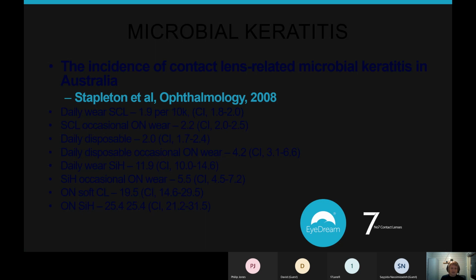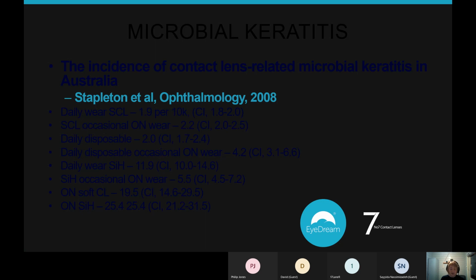The problem is that the 7.7 and the 13.9 actually just sit either side of this daily wear silicone hydrogel, and they're closer to that than they are to the overnight wear. So I just think that the conclusion he drew is not strictly as accurate as it could be.